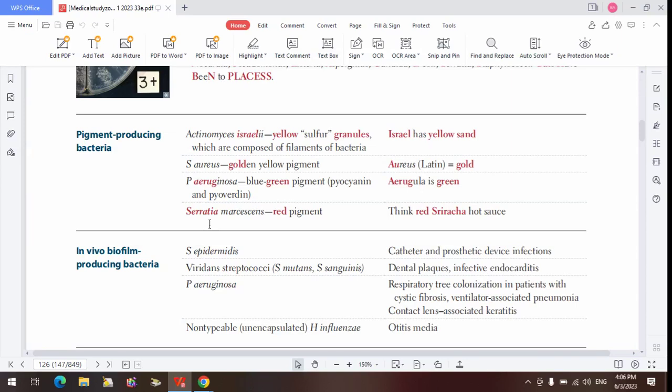They will be looking at the pigment producing bacteria. So there are four of them that we need to know. The first one is the Actinomyces israeli.